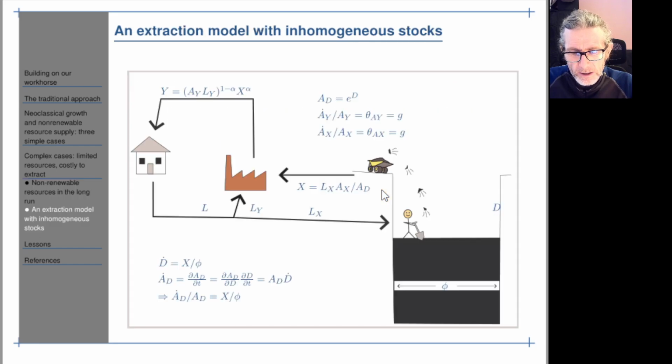So let's see what the model, well, here is the model. What's going on here? So we've got final good production is AY LY, so this is effective labor inputs, to the 1 minus alpha times the resource flow to the alpha. Okay, so we've dropped capital. Since we're always looking at balanced growth paths anyway, capital doesn't make much difference.